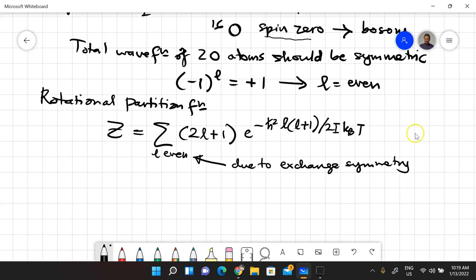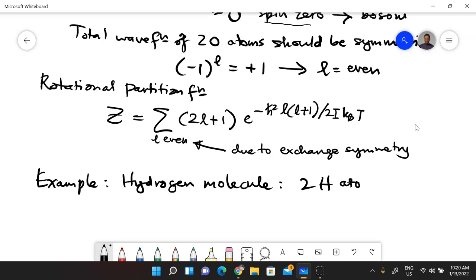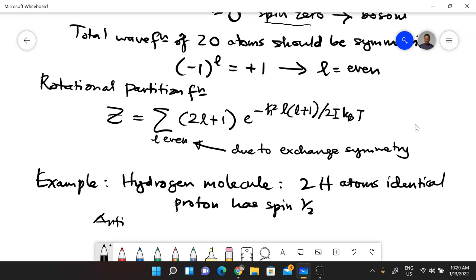Let's move to another one which has contribution of spin. So that will be the hydrogen molecule. Another example is the hydrogen molecule. Two H atoms identical. Now, what's in the nucleus of the hydrogen atom? Well, it's just the proton. Proton has spin half. So in other words, what we have in this particular case, because this is a fermion, one should have an antisymmetric total wave function.